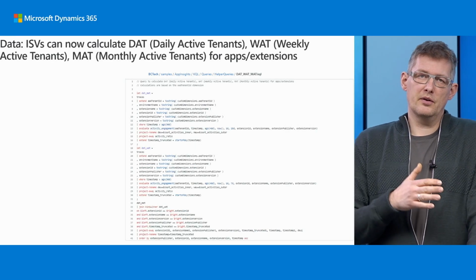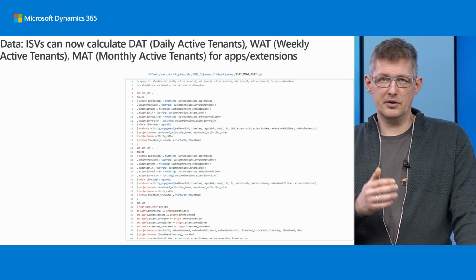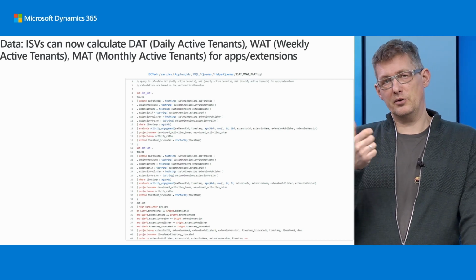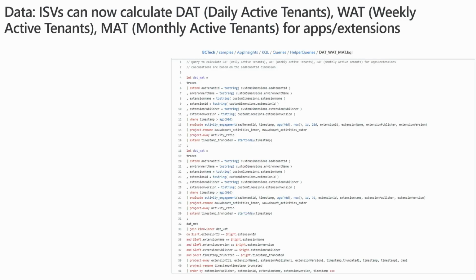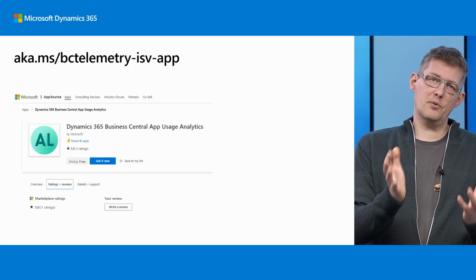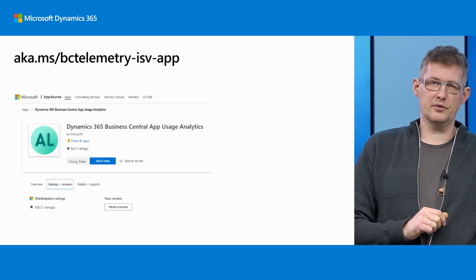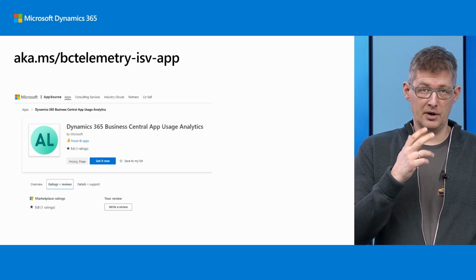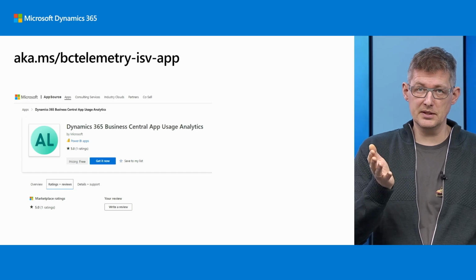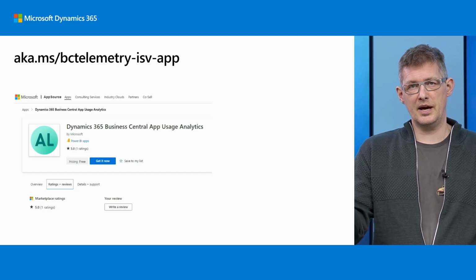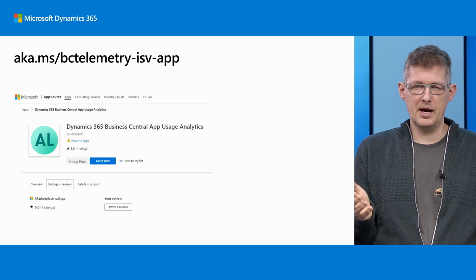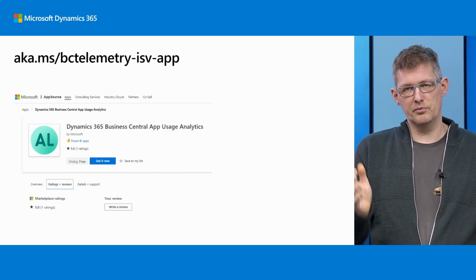If you looked at the reports for the environment, you noticed that they had MAU, DAU, WAU. You will soon have the same DAT, WAT, MAT reports. The sample code is here already, and hopefully by April you will have a report in Power BI on it. If you like what you see as a product owner, there's a short URL for you to get the Power BI app on AppSource, aka.ms/bctelemetry-isv-app. Go here, install the Power BI app, connect to telemetry, boom, now you have insights.